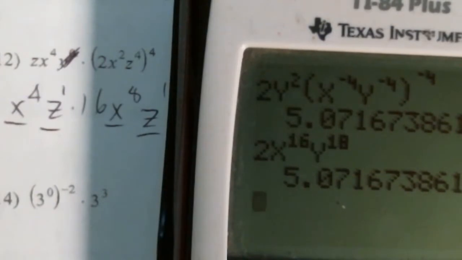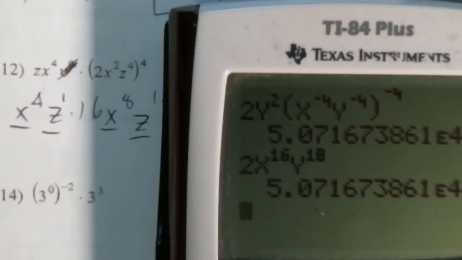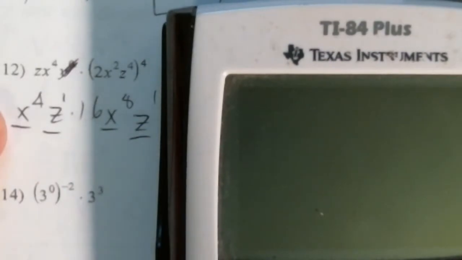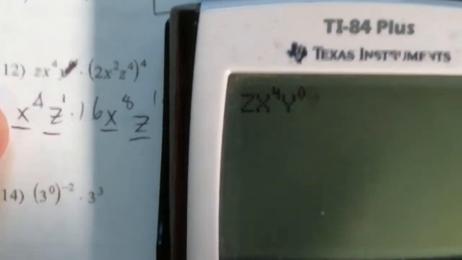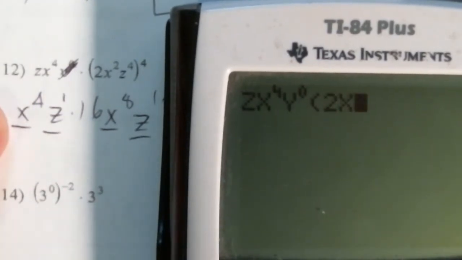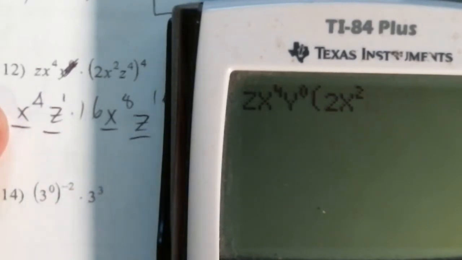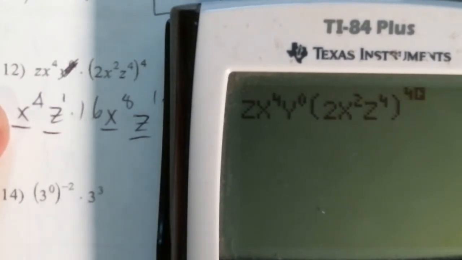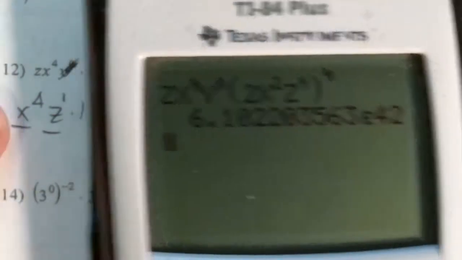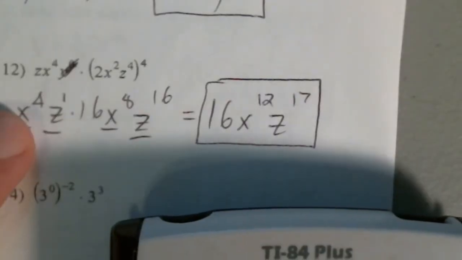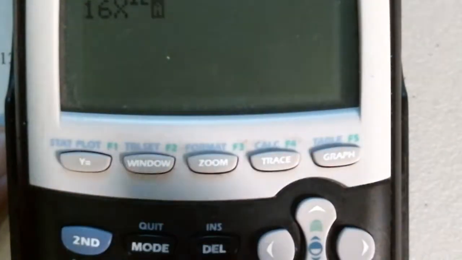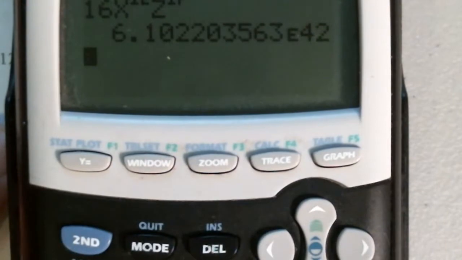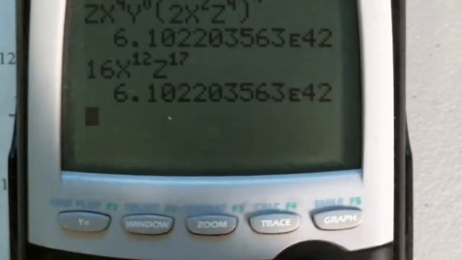Let me zoom out here so you guys can see a little easier what I'm typing in. Okay, so alpha z x raised to the 4th, drop my cursor down, alpha y raised to the 0, drop my cursor down, parentheses 2 x squared, alpha z raised to the 4th, drop my cursor down, all of that raised to the 4th. I get some number, 42 zeros, nice. 16x to the 12th, z to the 17th, bam, 42 zeros, like it.